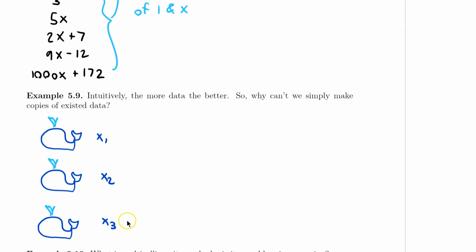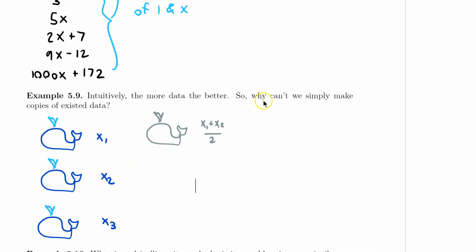maybe I can just make up new data. So I'm going to find, let's say, a hypothetical whale, and its weight is going to be the average of x1 and x2. Like if my first whale weighs 600 kilograms and this one is 800 kilograms, then obviously there should exist a whale out there that weighs 700 kilograms. So if I make up this new data, my average should also be believable.